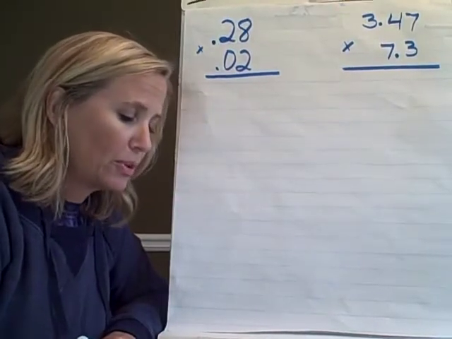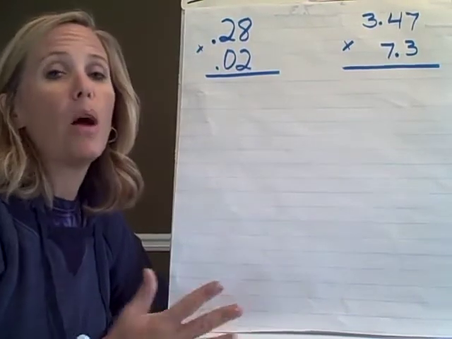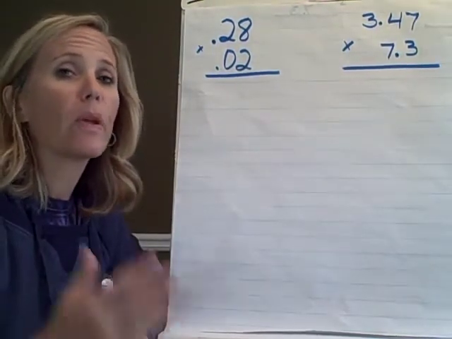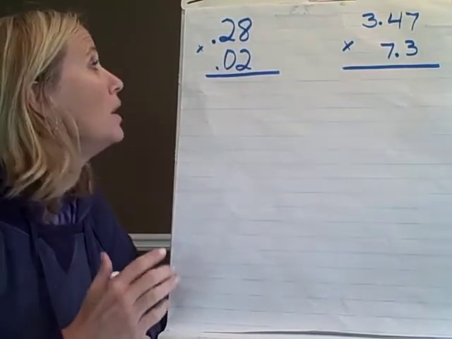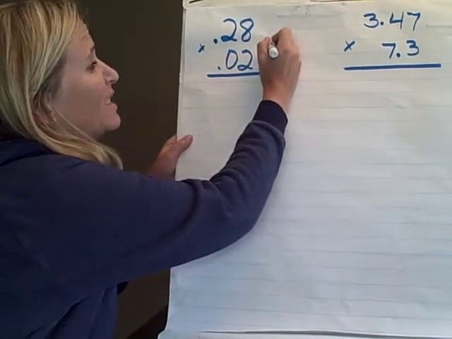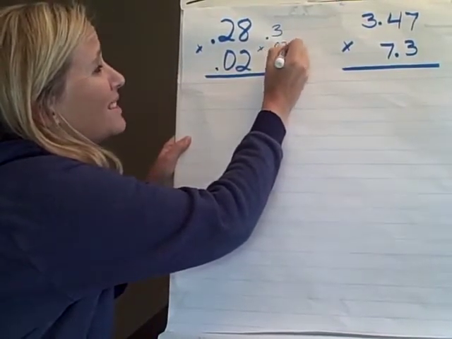So if you look at your example, your first problem is 28 hundredths times 2 hundredths. Now, we worked at drawing these today. We did a visual model, and you know that this is going to end up being a very small number. So if I'm going to estimate this, I'm going to estimate it at about 3/10 times about 2 hundredths.